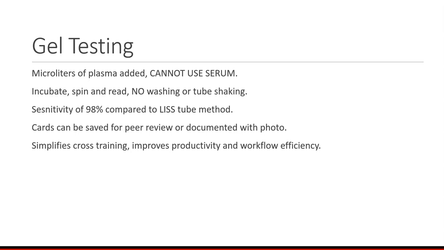Another good thing is these cards can be saved for peer review or documented with a photo. So if your supervisor comes in on day shift or somebody with more expertise, you can actually save these gel cards, versus an IAT, a Coombs test in the tube test system. You have to read those within 15 minutes. After 15 minutes, you need to start over. This system is so stable that, again, you can save it for peer review.